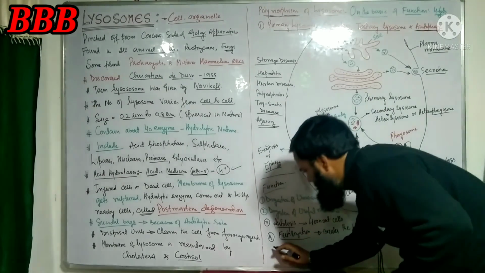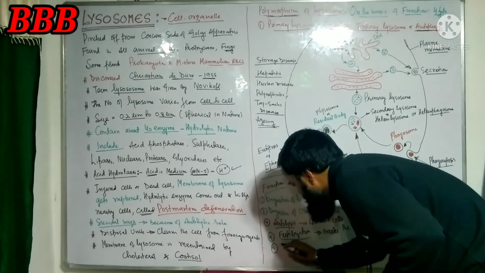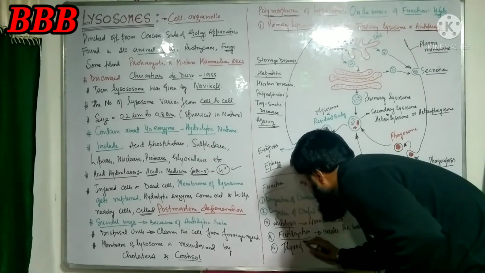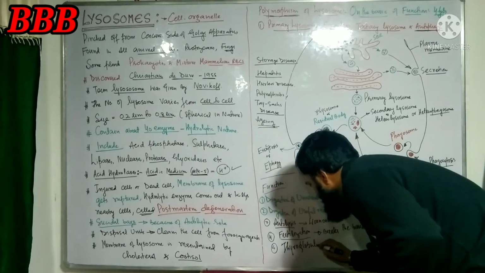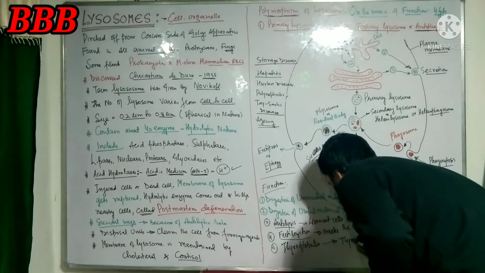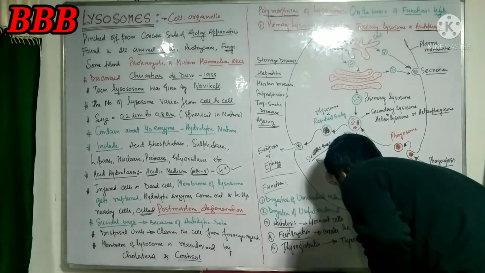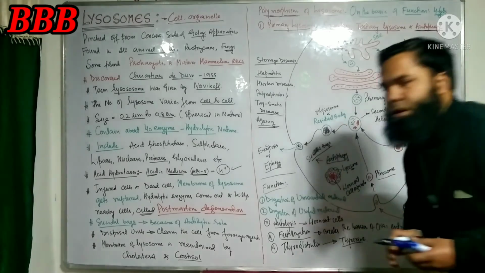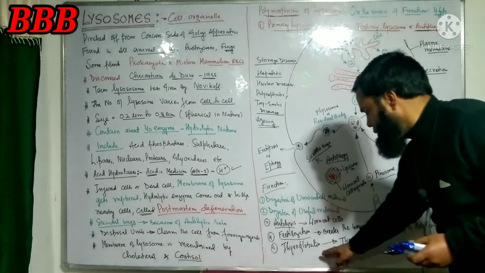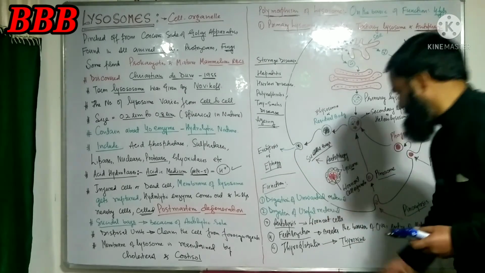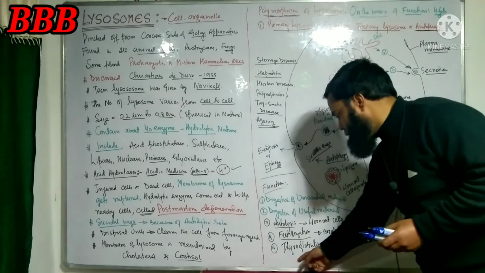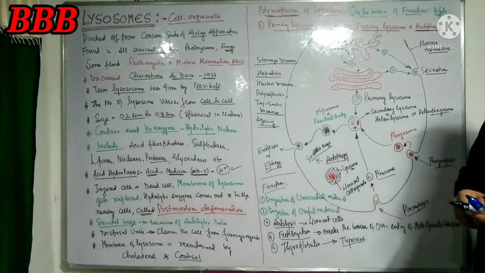And another point, thyroglobulin gets converted into thyroxine. Thyroxine is a hormone which is found in the thyroid gland. It is found in the inactive form in the form of thyroglobulin. The hydrolytic enzymes change thyroglobulin into the thyroxine hormone.